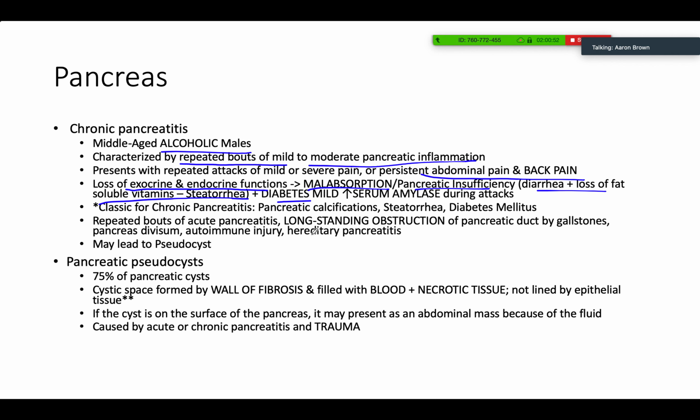It may even lead to a pseudocyst, which essentially is just a cystic space with a wall of fibrosis around it. It does not have epithelial lining, so it's not a real cyst, but it's just this fibrous lining with inflammatory material inside. And it can happen to anyone who's had pancreatitis, but especially these patients with chronic pancreatitis.